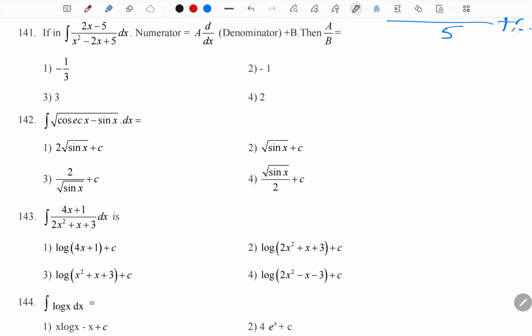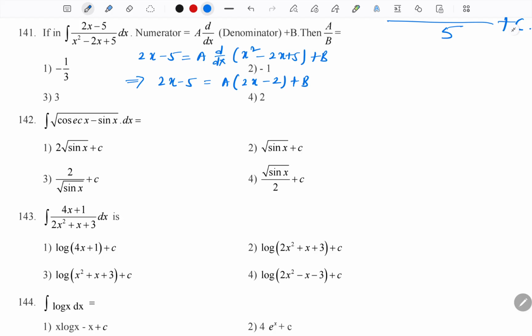Okay, very good. Now write down the numerator. Then what is the numerator here? They have given 2x minus 5 equal to a times d by dx of the denominator, x square minus 2x plus 5, plus b. Then if I expand this, 2x minus 5 equal to a times the derivative of x square, it's just basic derivation, right? Then a times derivative of x square is 2x, minus 2, derivative of the constant is 0, plus b.